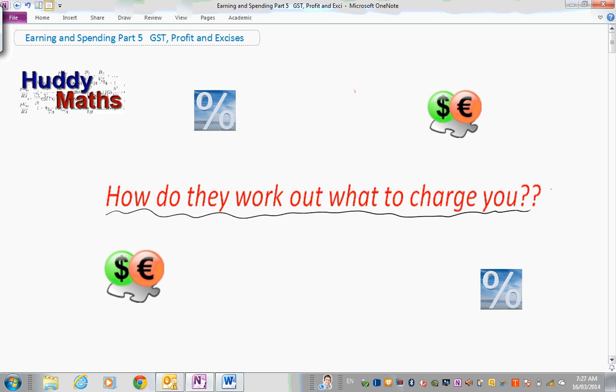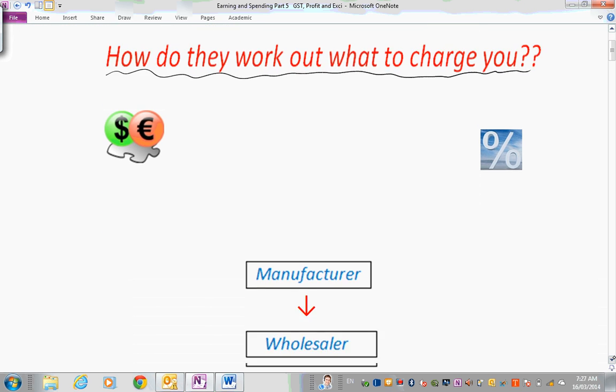When you buy an item, what's in it, how much profit has been added, what percentage mark on or markup have they got, and how far will your dollar go. That's what we want to look at now. So this is about GST, goods and services tax, profit involved, and some of the excise, and that's a form of tax, which is placed on various items. So come on down and let's have a look at how it all works.